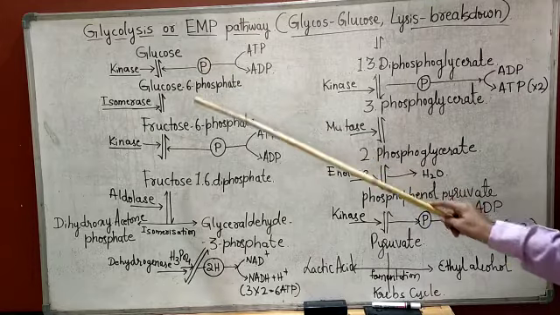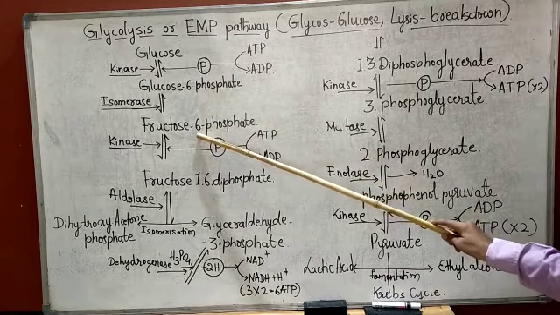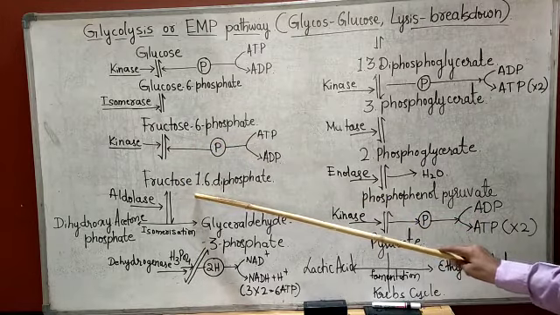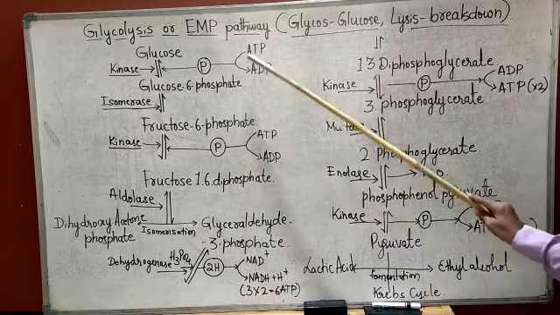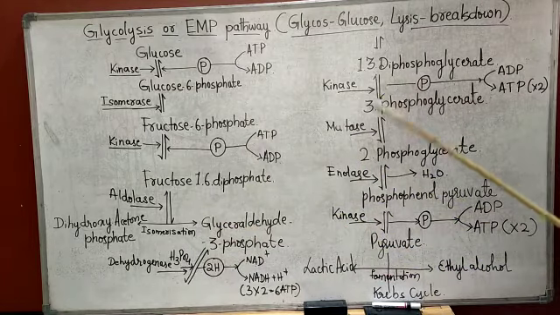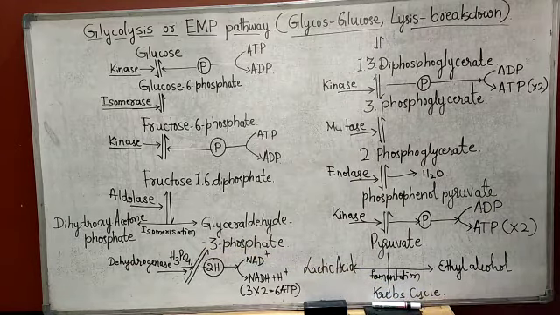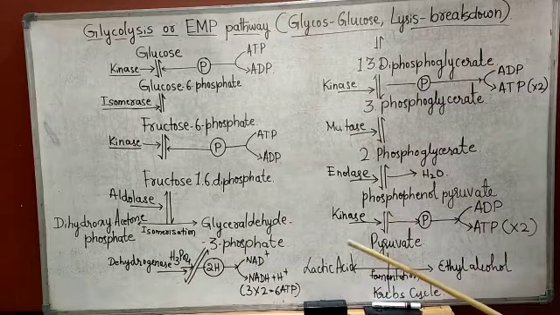Glucose is 6 carbon, glucose 6-phosphate 6 carbon, fructose 6-phosphate 6 carbon, fructose 1,6-diphosphate 6 carbon. These are 6-carbon compounds. From here, all are 3-carbon compounds, formed in the form of 2 molecules. So we have used 2 in the formation of ATP.